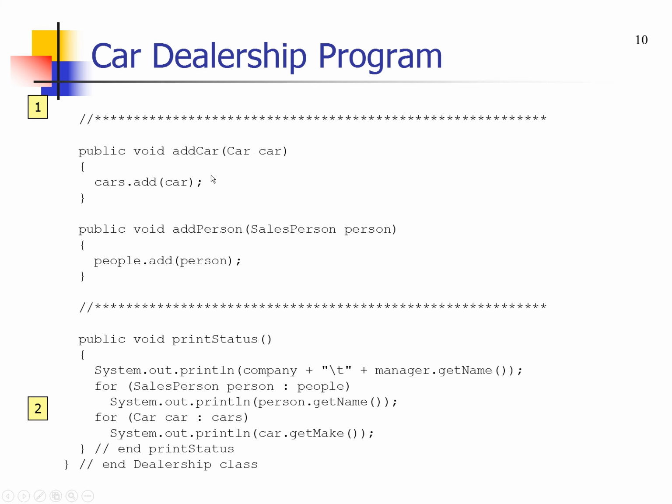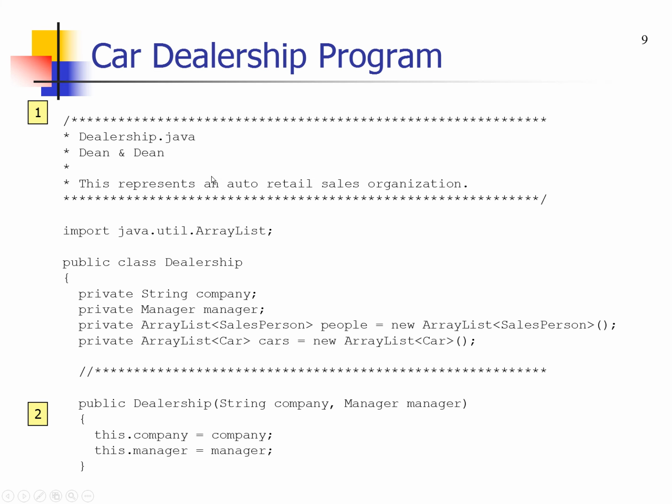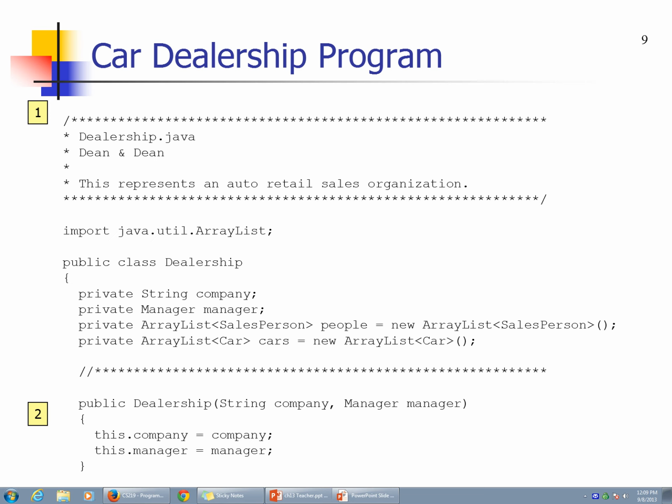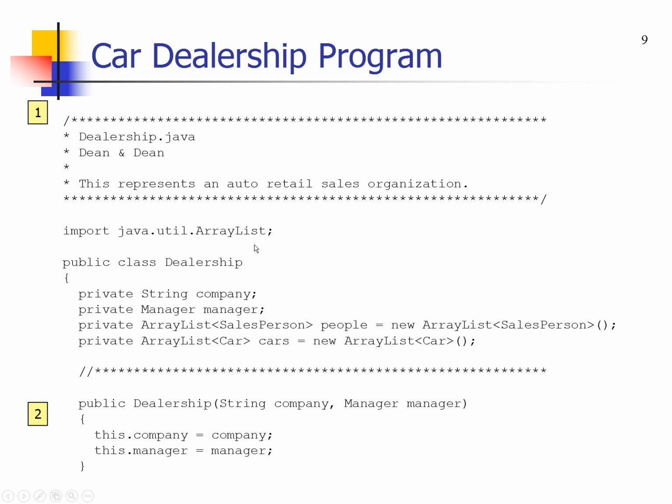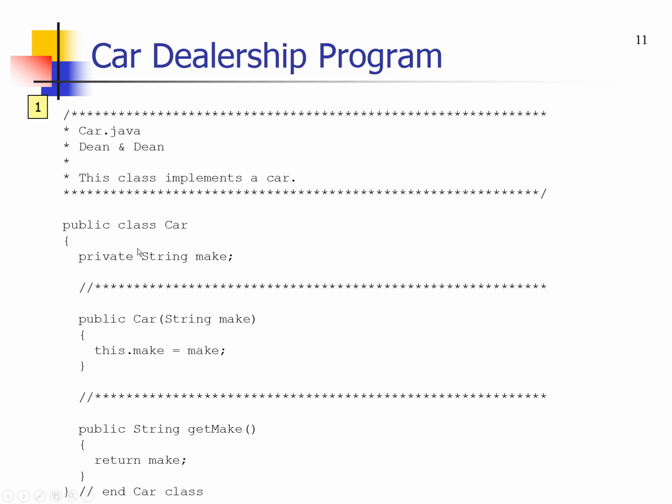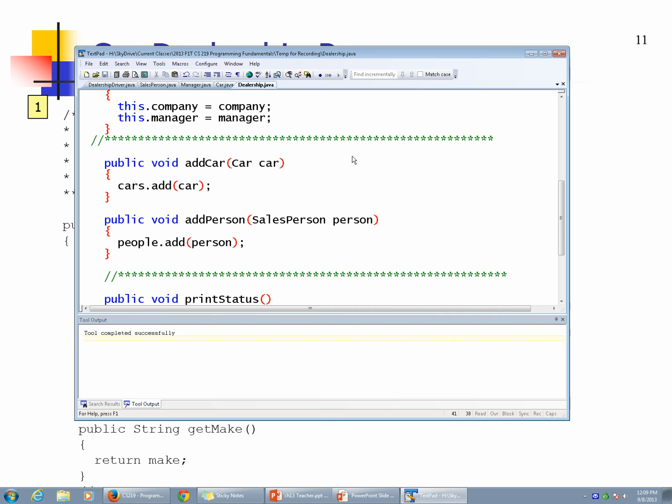We already talked about adding a car. Did we do this one? Yeah, that's dealership. Let me make sure we talked about it. Hold on. Yeah, we added a car. We added a person already. Okay, let me bring this back over here for a second.